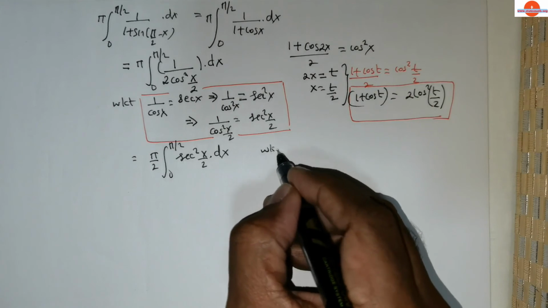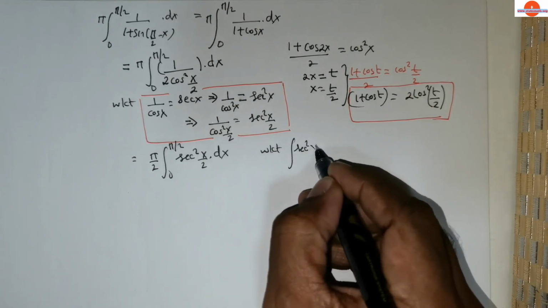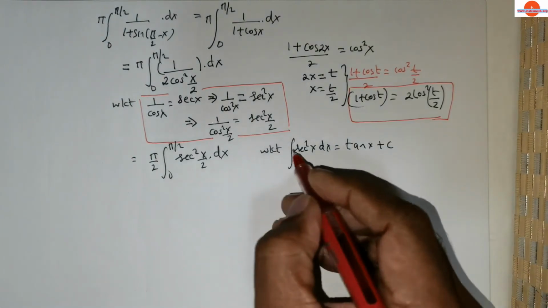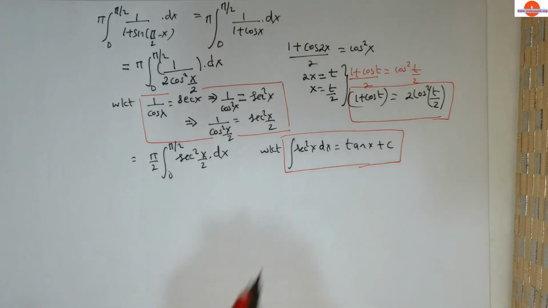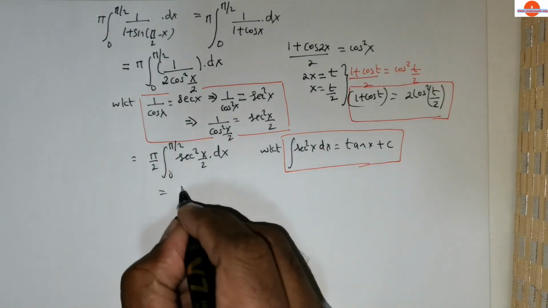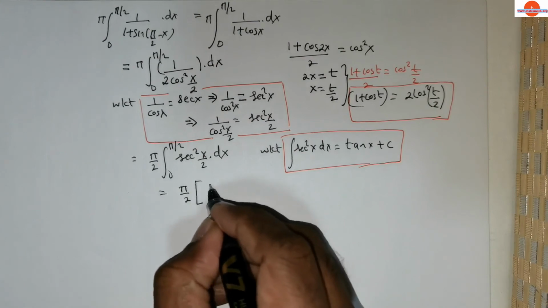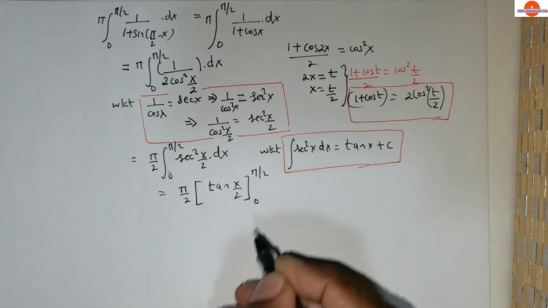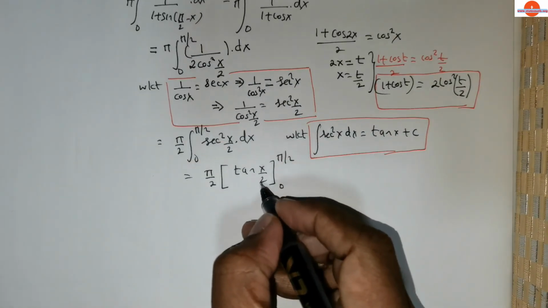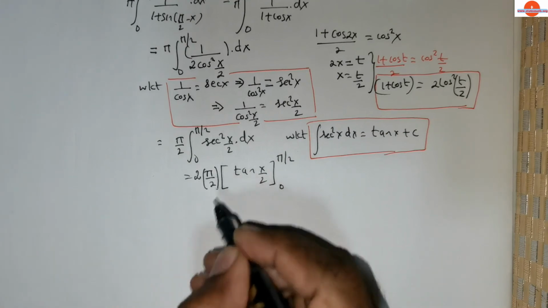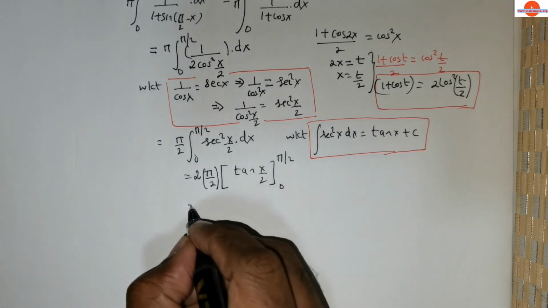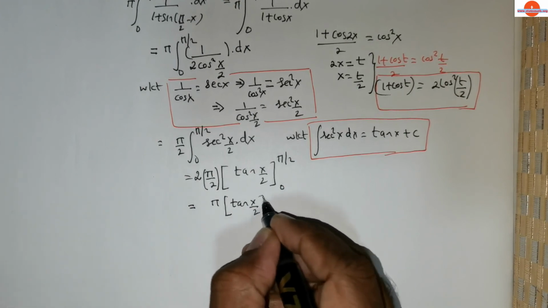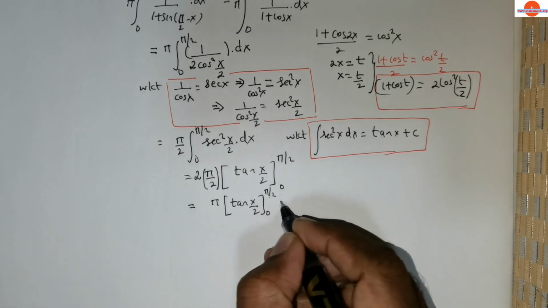Now, we know that the integral of secant squared x dx is equal to tan x plus c. Because we know this result, this is going to be equal to pi over 2 times tan of x over 2, the limits are 0 to pi over 2. Because of this x over 2, we would have 2 multiplied there. Now, this is rewritten as pi times tan of x over 2, limits are 0 to pi over 2.